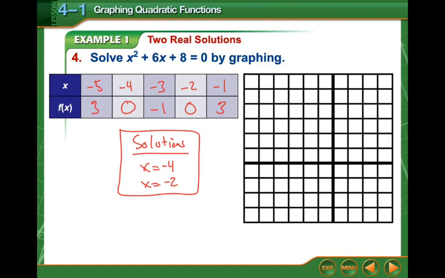But graphing these, -3, we're at -1, here and here. Here and here. So all we're looking for is where it crosses the x-axis. That's what it means by solving the equation. And that's it. There's our two solutions.